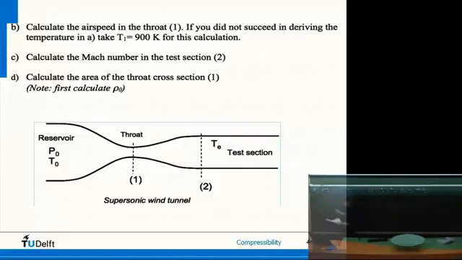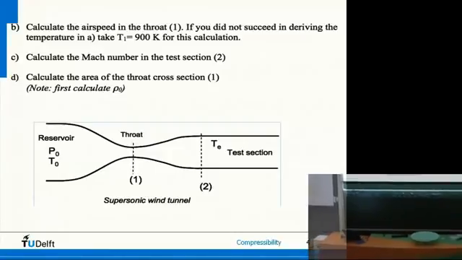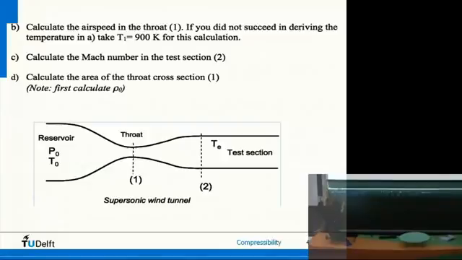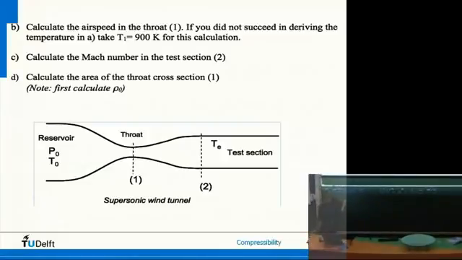Now let's continue with question C. The question there is, calculate the Mach number in the test section. Any ideas how we can? Yes. So step 1, what is the Mach number? Speed divided by the speed of sound. So Mach number in the test section, V test over A test. Now, was there any information that we can use?